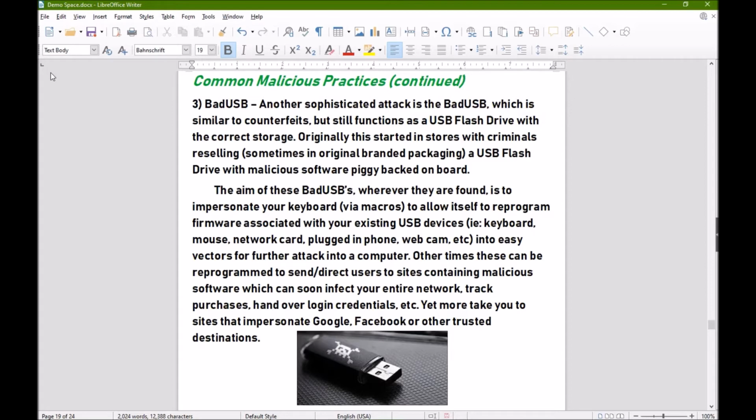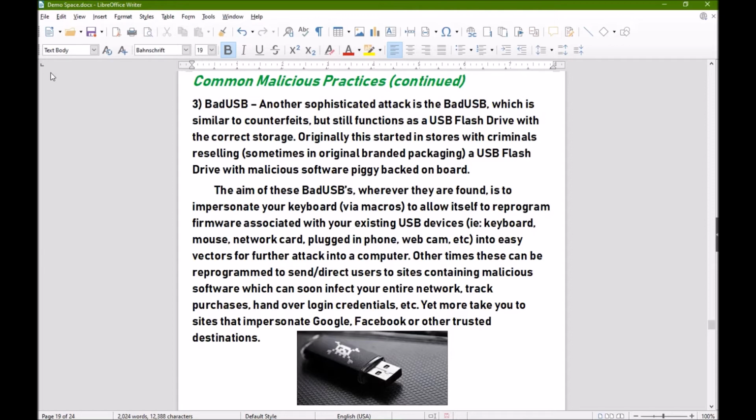to allow itself to reprogram firmware associated with your existing USB devices, namely keyboards, mice, network cards, plugged-in phones, webcams, or otherwise. These allow these devices to become easier vectors for further attack into a computer.